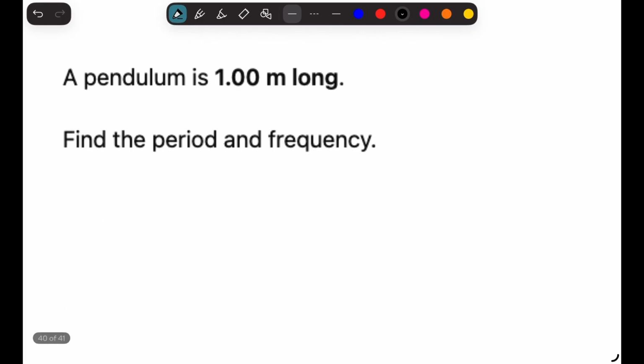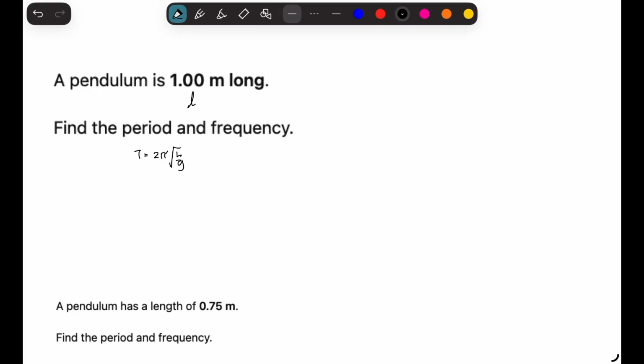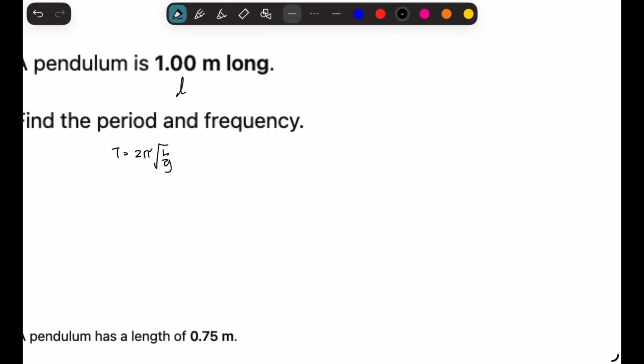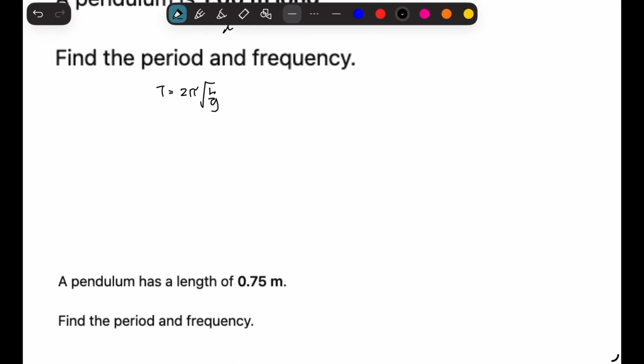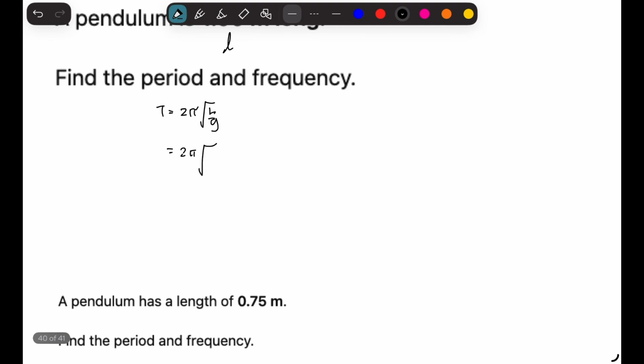Now for our next example, a pendulum is 1 meter long. Find the period and the frequency. So T is equal to 2 pi times the root of L over g. Our length was 1, so you plug that in, 1.00 over 9.8, and that's 2.01 seconds. Now for your frequency, that's 1 over 2.01, the reciprocal of your period, and that's equal to 0.498 hertz.